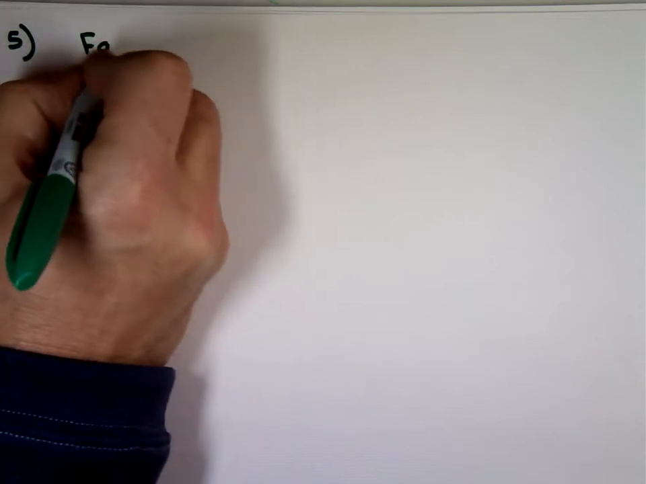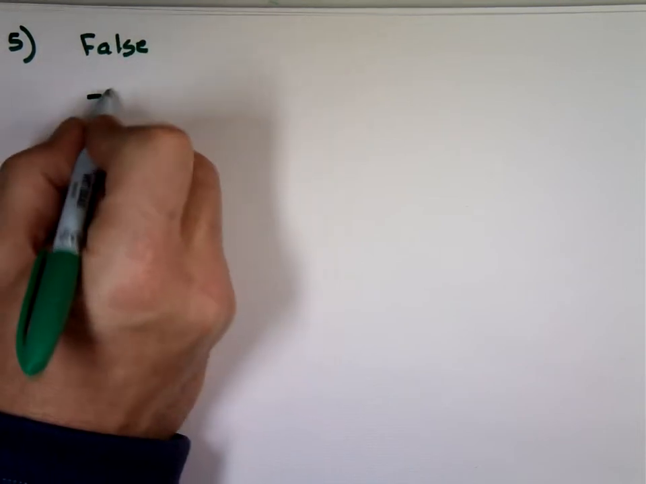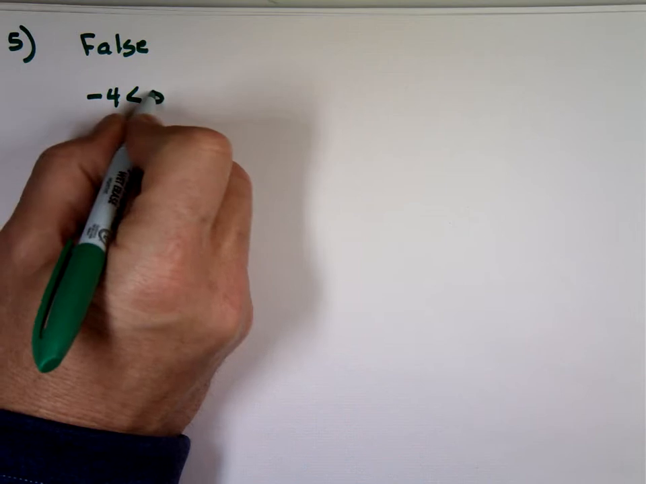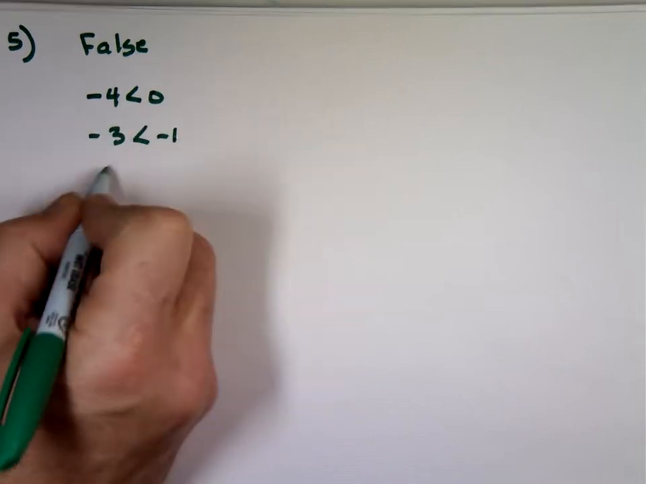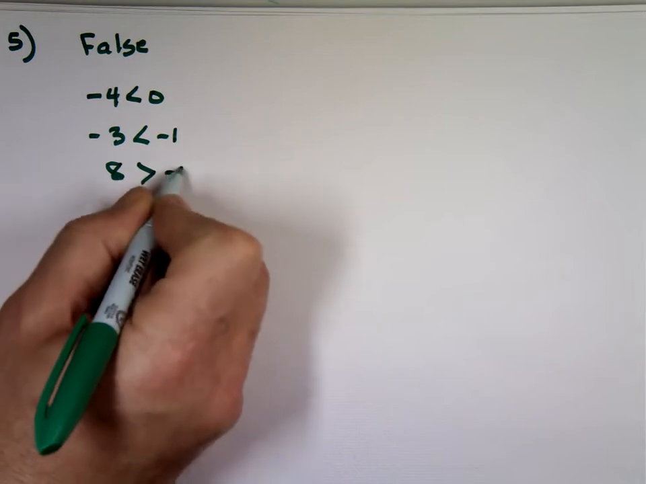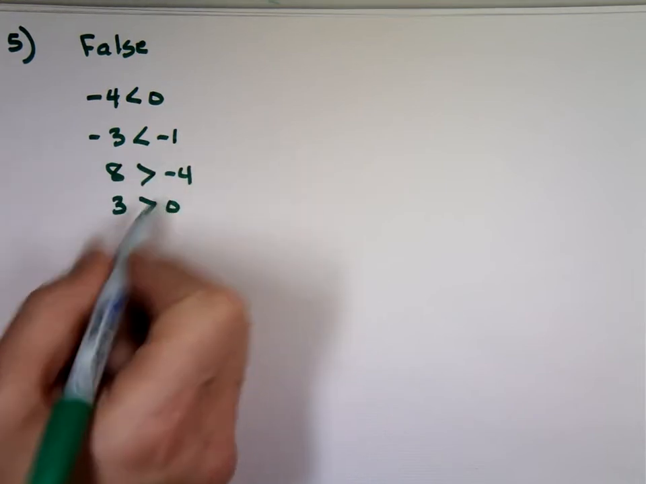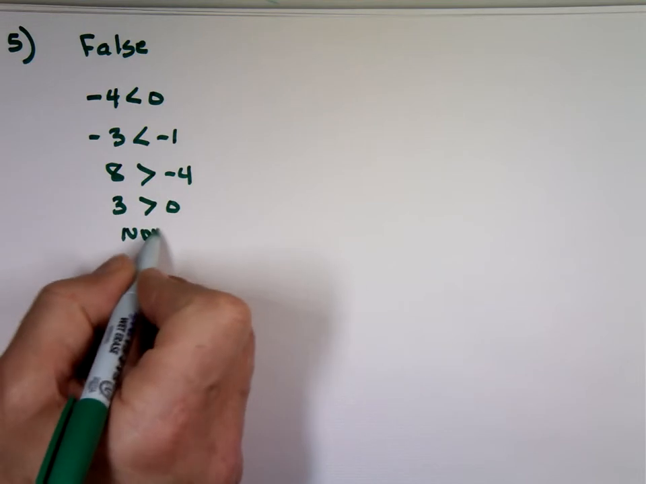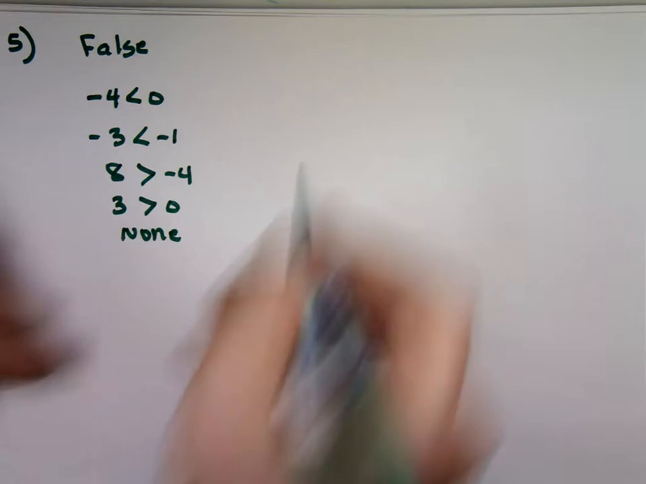Question number 5. Which of the following is false? Here's the first one. Negative 4 is less than 0. Negative 3 is less than negative 1. 8 is bigger than negative 4. Or 3 is greater than 0. Or none of these. Which one is false? Again, there's your number line.